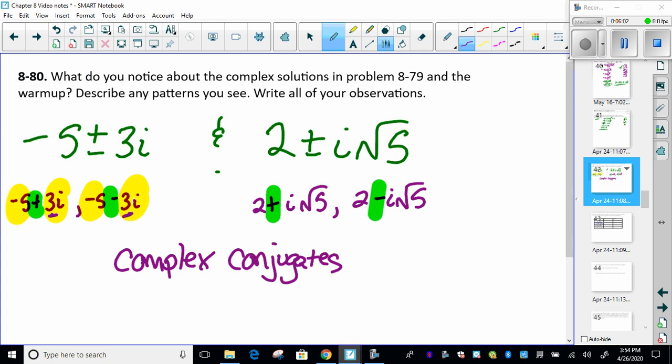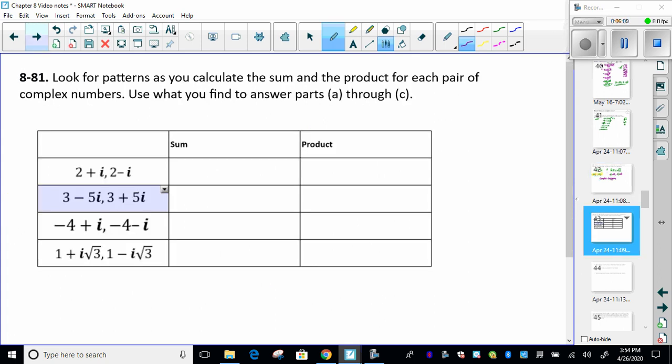So we did conjugates in the past. Now these are just with complex numbers. So we're going to look at these four pairs of complex conjugates. See how the first term is the same, the last term is the same, one's a plus, one's a minus, so that's for all of them.